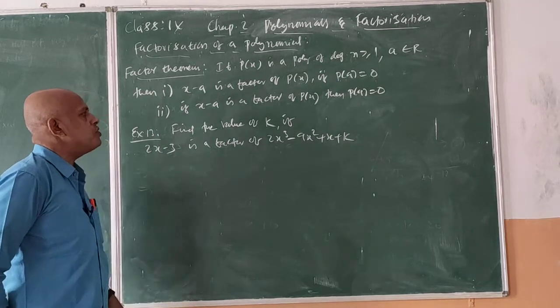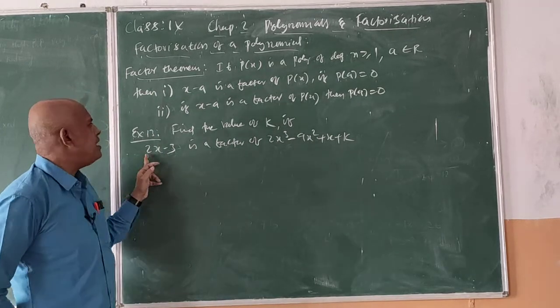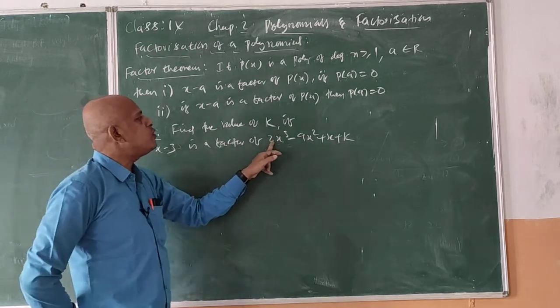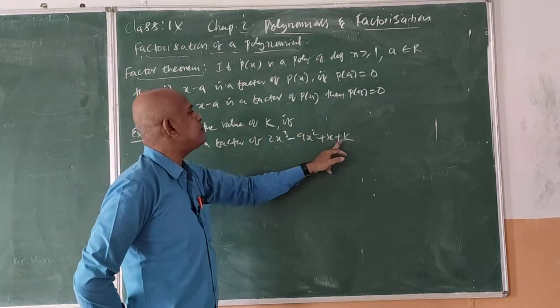Based on that, we are going to solve the problem here. Example 13. Find the value of k if 2x minus 3 is a factor of 2x cube minus 9x square plus x plus k.